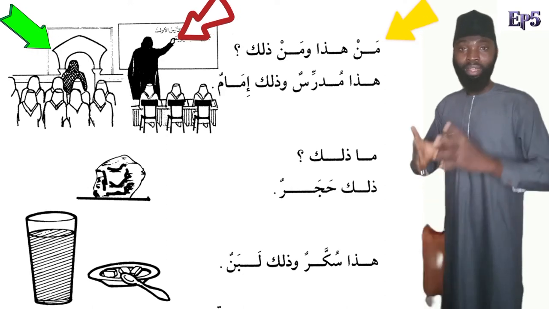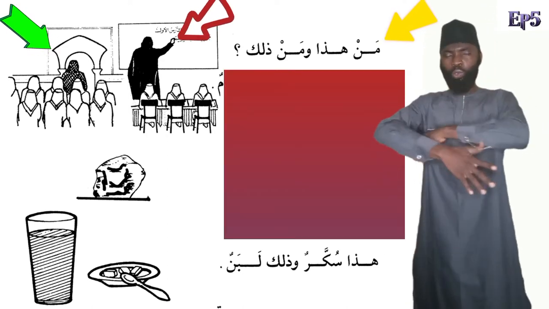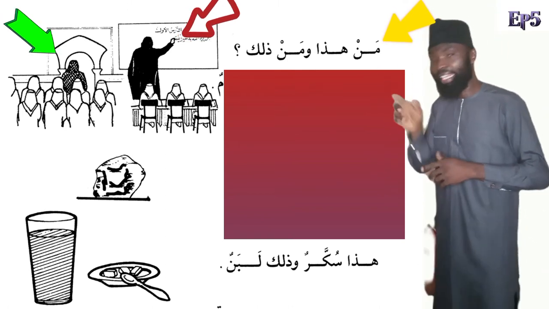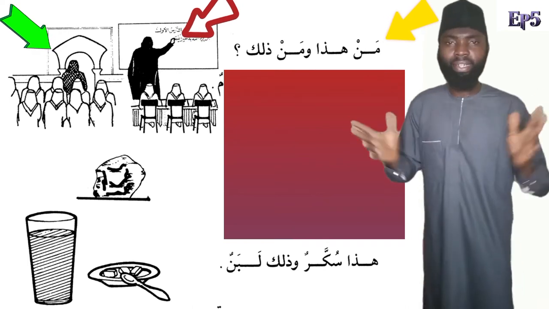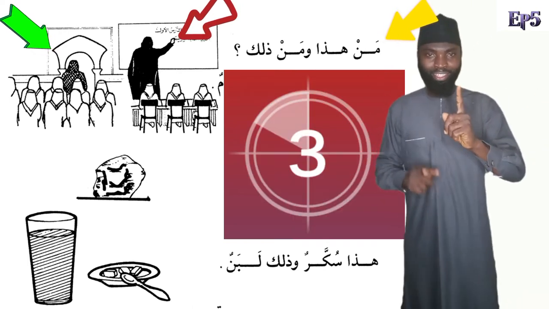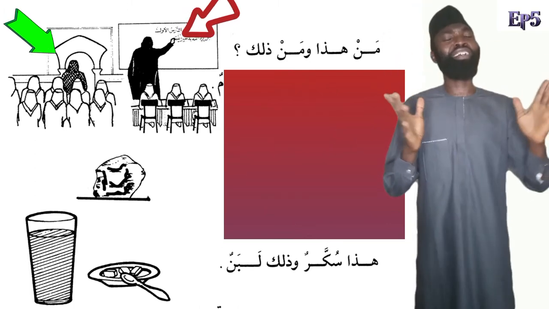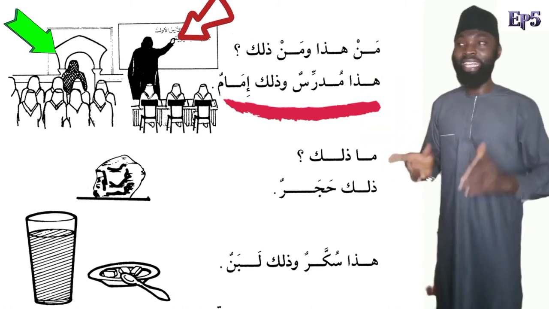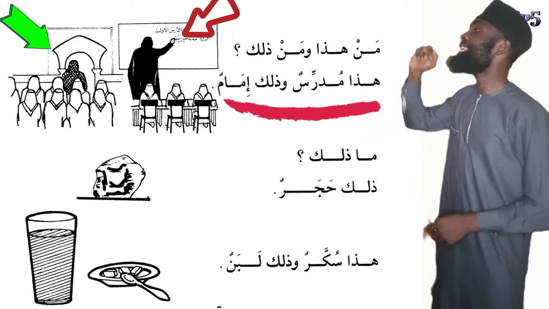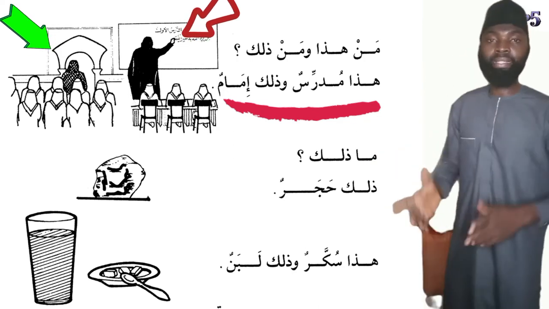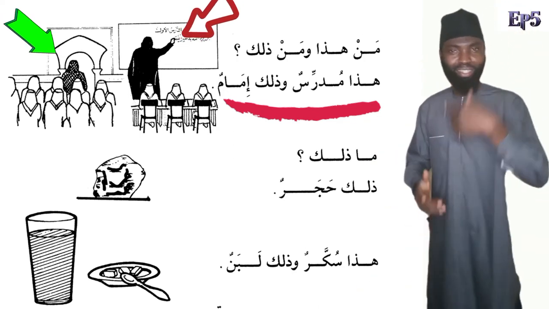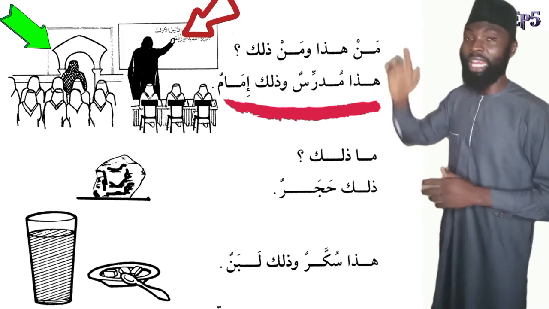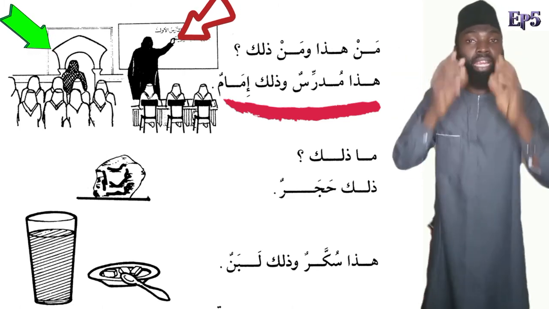MashaAllah. Now I will leave you to answer this question by yourself. I said, man hadha, who is this? Woman dhalika, and who is that? Respond, it is very easy. MashaAllah, takbir. Now what we have is, hadha mudarrisun, this is a teacher. Wa dhalika imamun, and that is an imam.